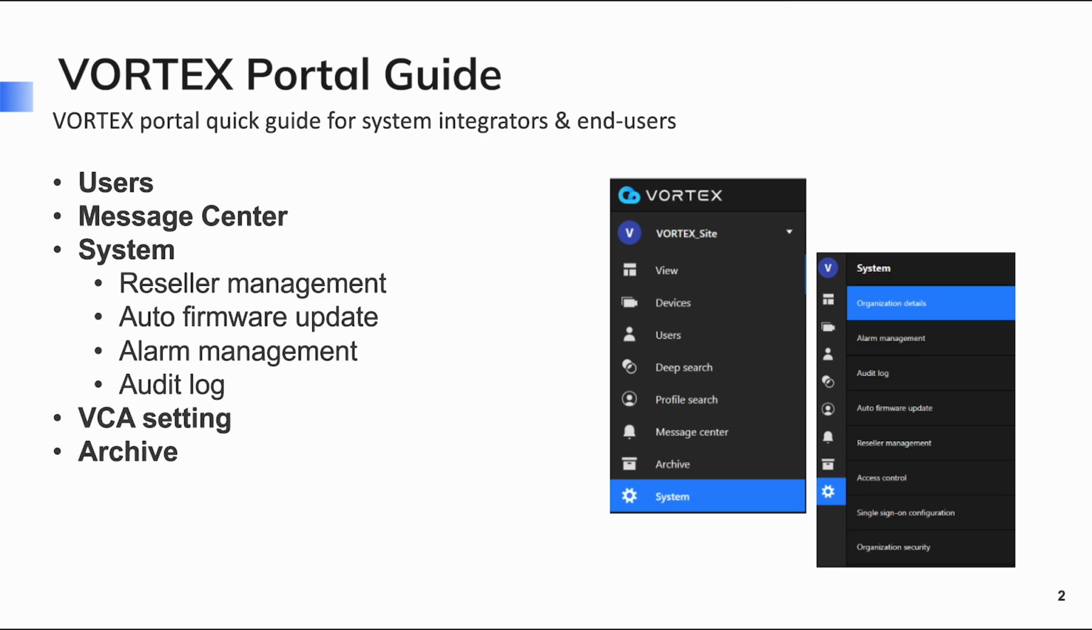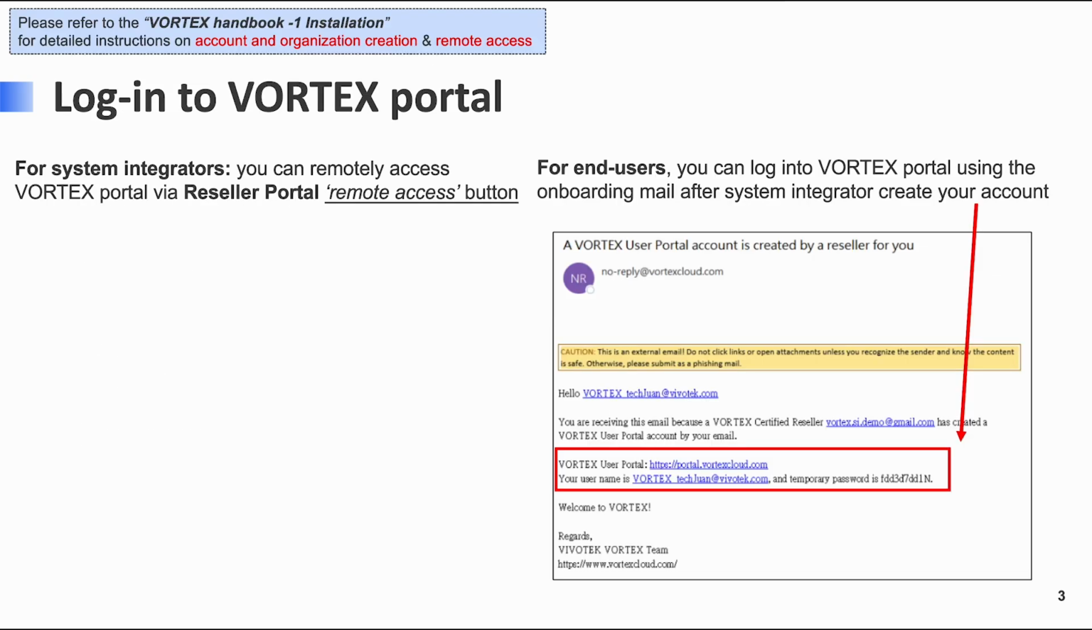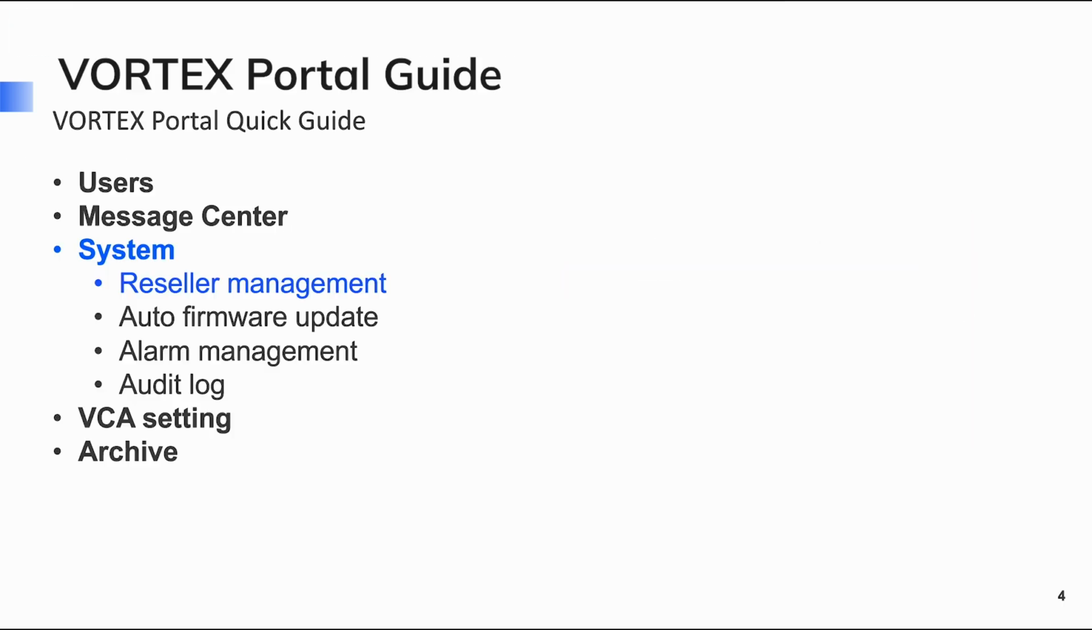Whether you're a system integrator or an end user, we encourage you to stick with us and get familiar with these topics. For system integrators, you can log into the VORTEX portal remotely by using the Remote Access button in the Reseller portal. For end users, please use the credentials you received in the onboarding email to log in. For detailed instructions on creating accounts or setting up organizations, check out Handbook 1. Now, let's start by looking at the Reseller Management feature in the System tab.